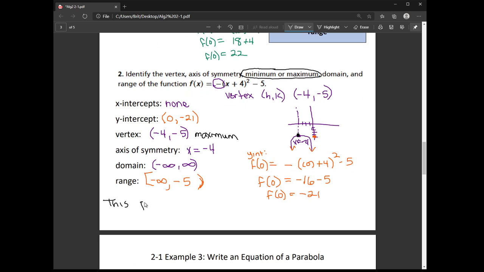So I would say this parabola has a maximum of -5. So when they talk about min and max, it's always going to be describing the y value of the vertex.